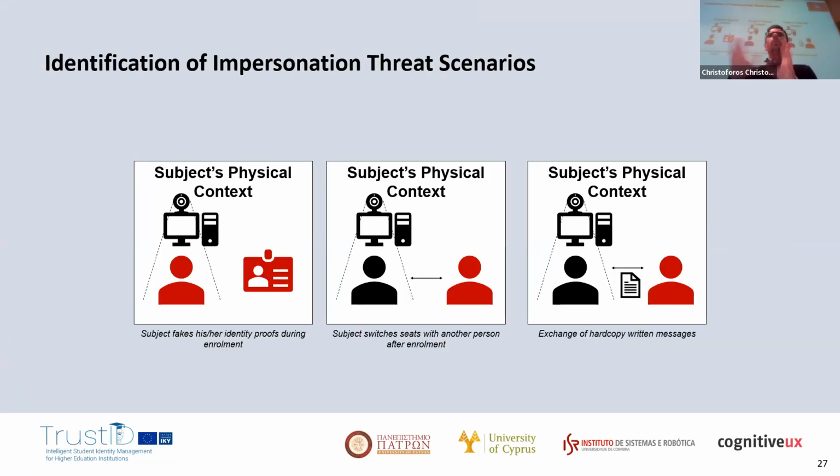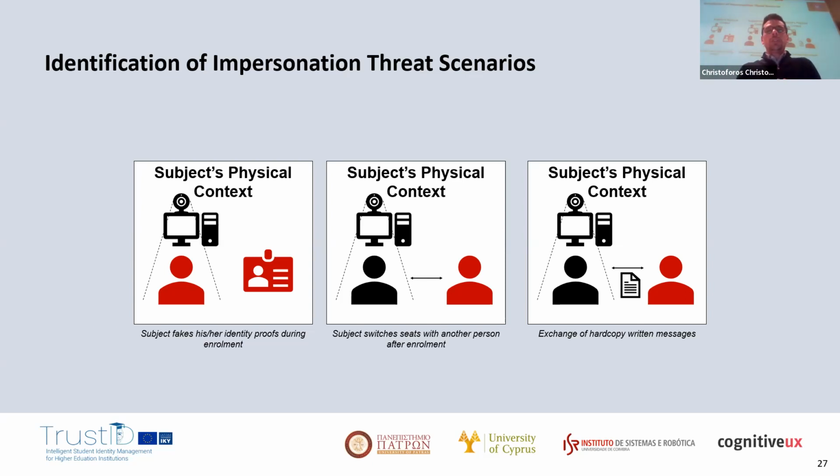To give you a better view of these impersonation threat scenarios, in the first image, that was the threat in which a student fakes the identity proof. They present wrong information. Let's say you give me your identity card. I am physically with you in the same place. I show your identity card and it's all good. I take the exam on your behalf, which is obviously a problem.